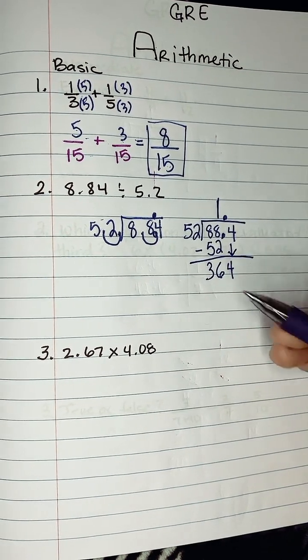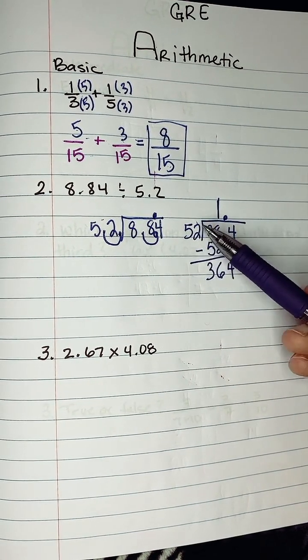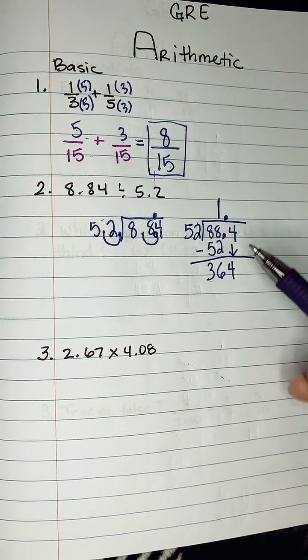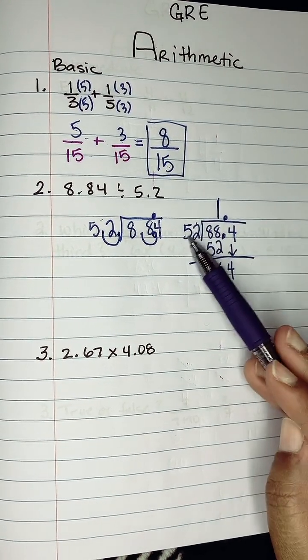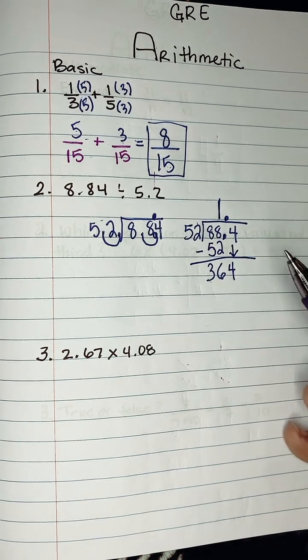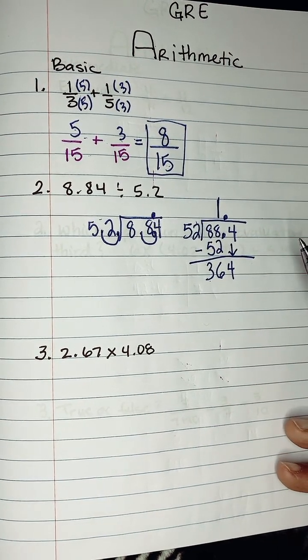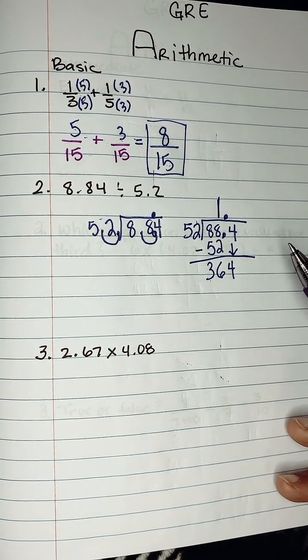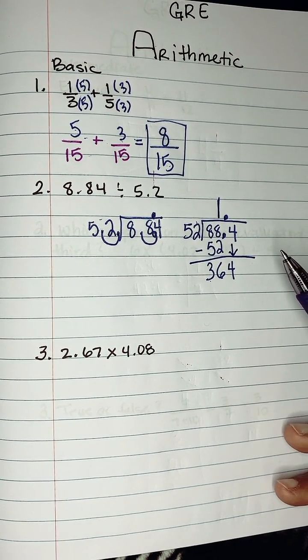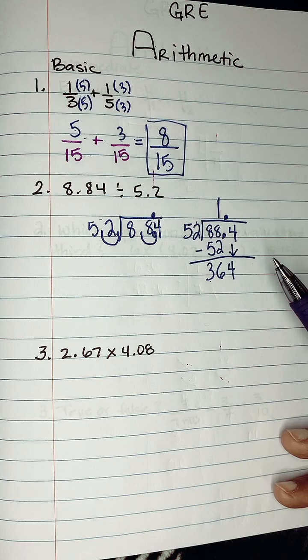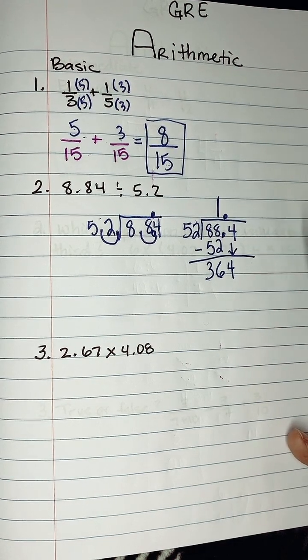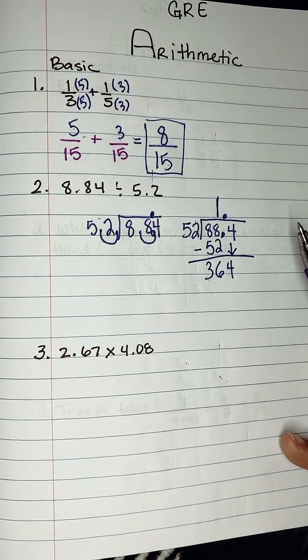So now we have to ask ourselves, how many 52s can fit into 364? What do you guys say? How many 52s can fit into 364? Max says 7.